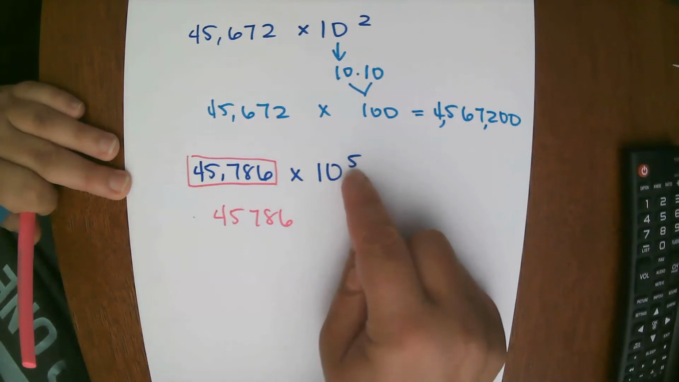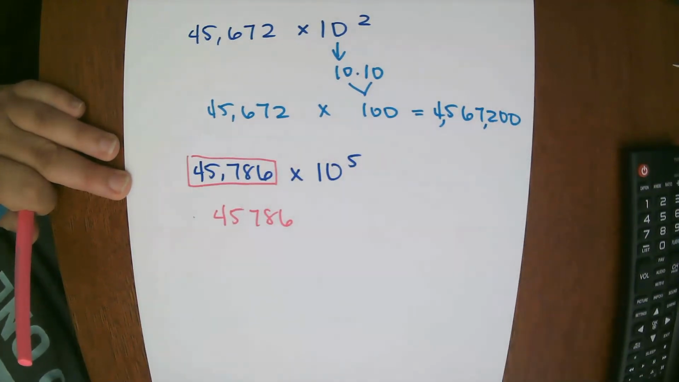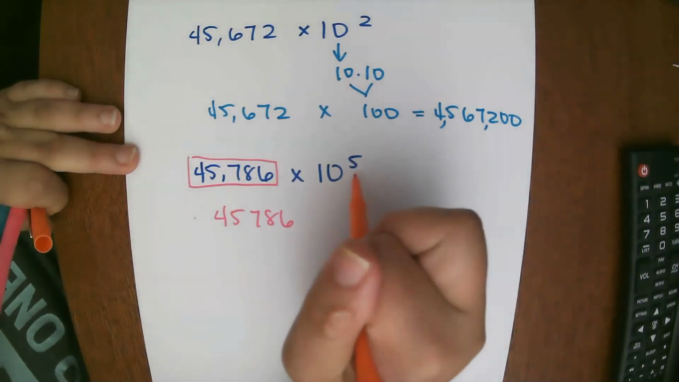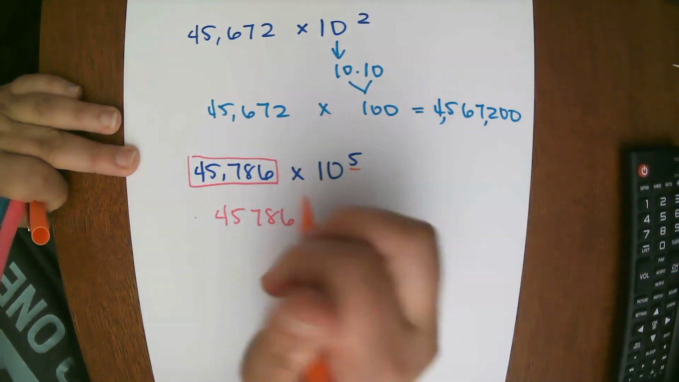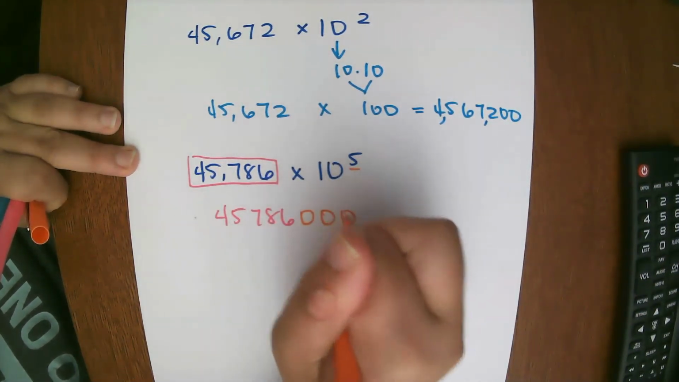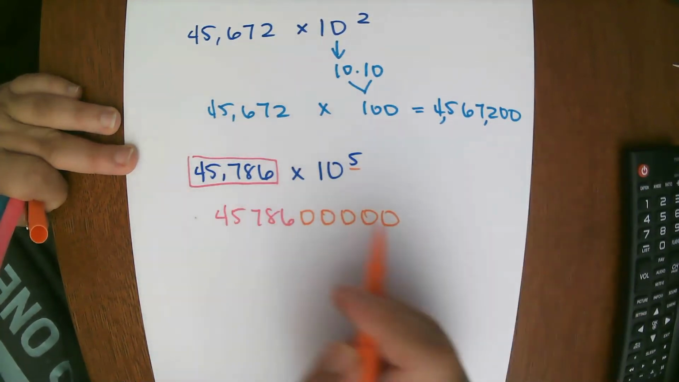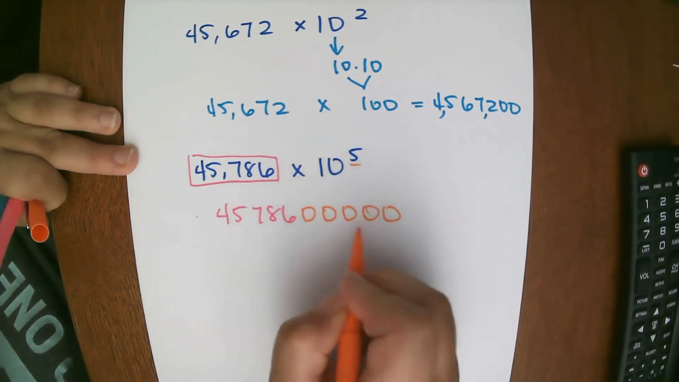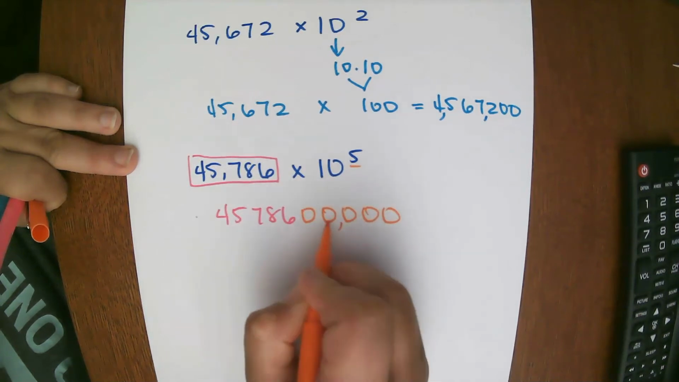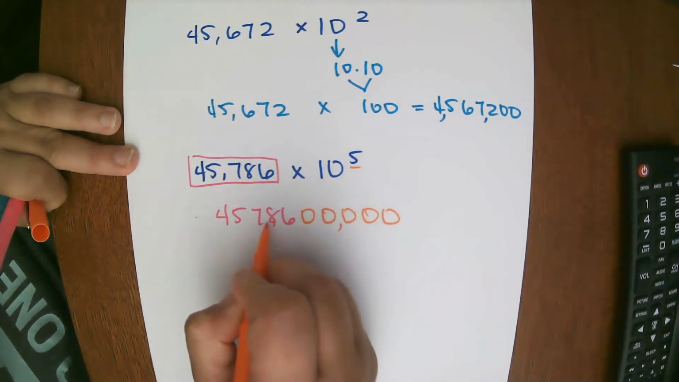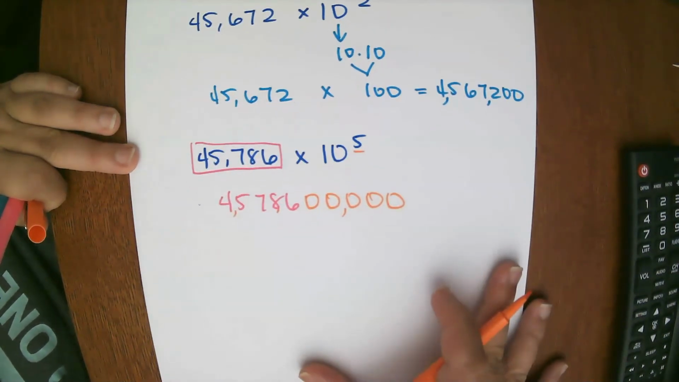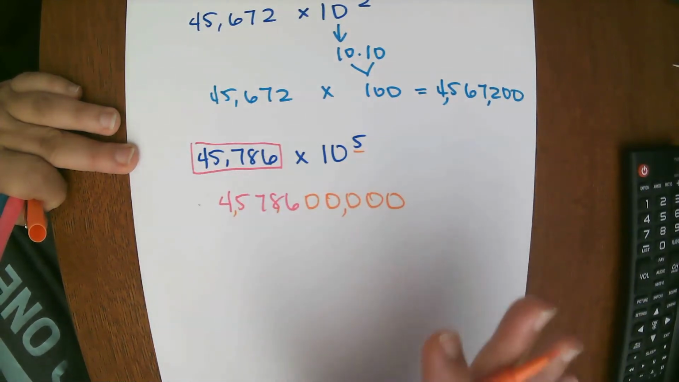And then the 10 is going to tell us how many zeros to add to that number. So the zeros we're going to be adding to this number are 5. So I'm going to add 5 zeros. 1, 2, 3, 4, 5. And that's your answer. So after every 3 digits, you put a comma. 1, 2, 3, 1, 2, 3, 1, 2, 3. Okay, and that's your answer.